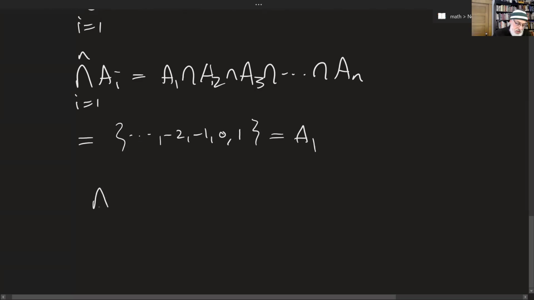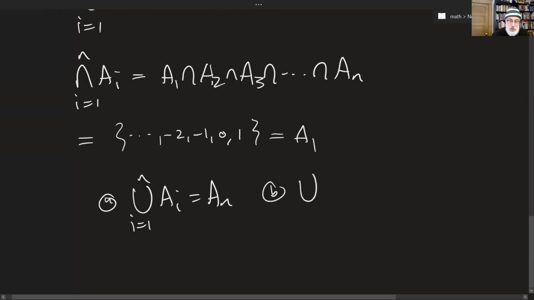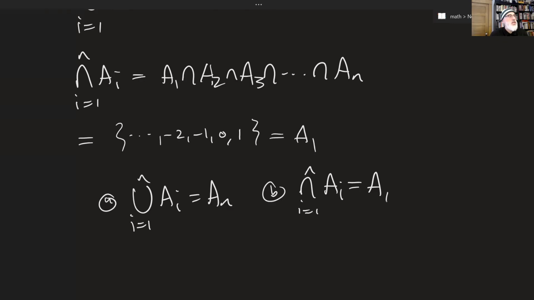So if we recap the intersection and union, this was part A, the union from i equals 1 to n of A sub i is equal to A sub n. And part B was not the union but the intersection, which was equal to A sub 1. So that's the intersection and union of these index sets, much like problem 47. This one is very similar. And again, the union is the largest set and the intersection will be the smallest set when we have a discernible pattern that builds upon each set.